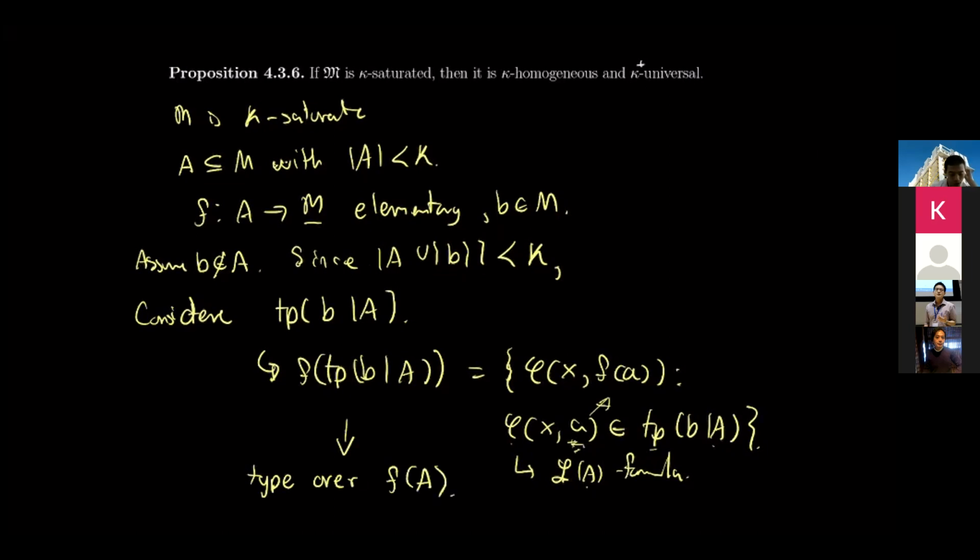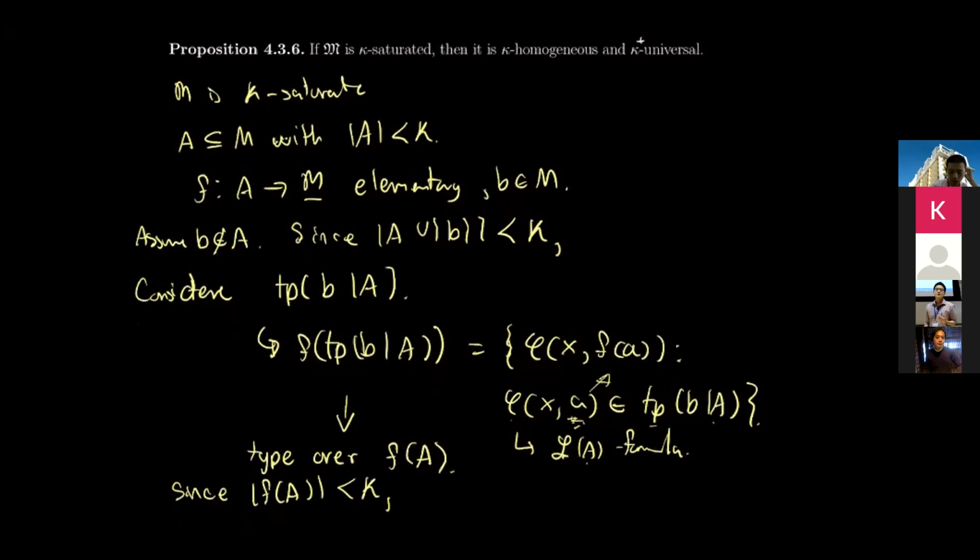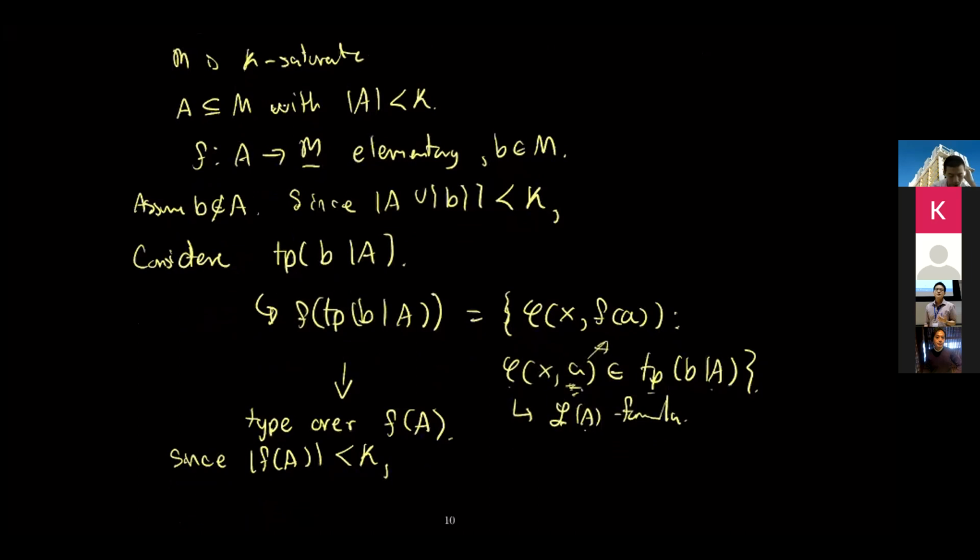Okay, and now when you consider the cardinality of the image of A, this guy is less than kappa, right? So what you can do is you can pick a point C that is in M. Let me use D. A point D that is in M that realizes f tp B over A. Okay, since M is kappa saturated, you can pick a point D that realizes f tp B over A.